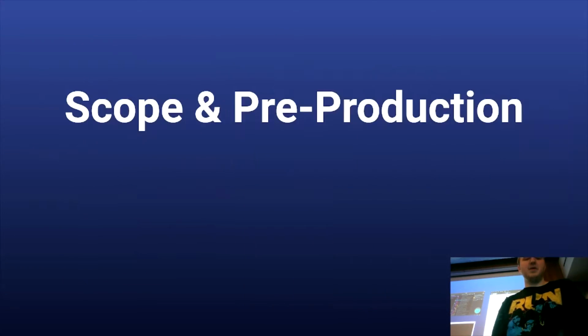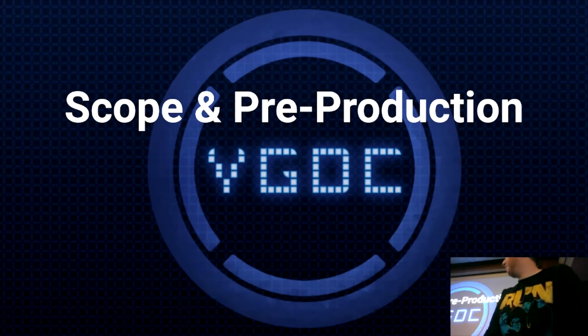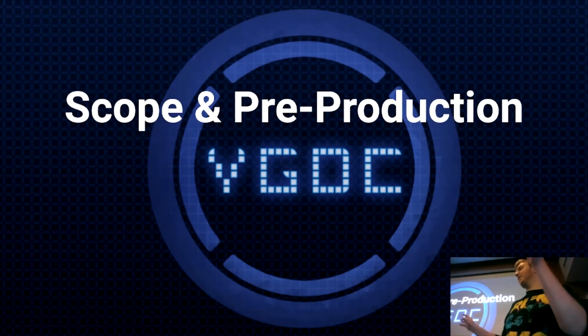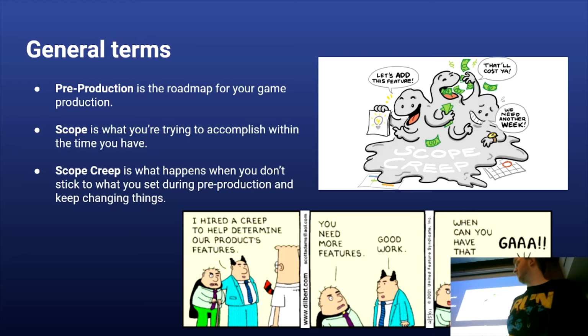All right, so next up is scope and pre-production. This is just a little bit on how to make sure you don't make a game jam idea that's way too big to make in the time that you have. So some general terms to start with. Pre-production is laying out the roadmap for your game and how you're going to make it. This is mostly what you'll be doing tonight and in the next few days.